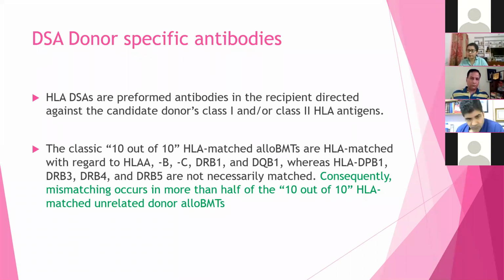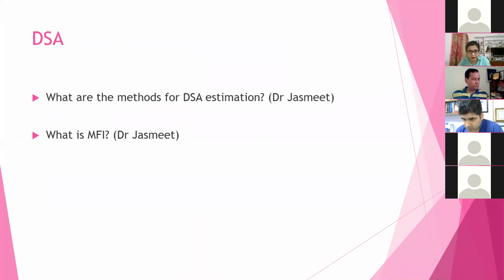So about 5% of the matched sibling donors and about 80% of the matched unrelated donors are mismatched at DPB1. So I want to ask Dr. Jasmeet, ma'am, what are the methods you use for the DSA estimation, and what do you mean by MFI?